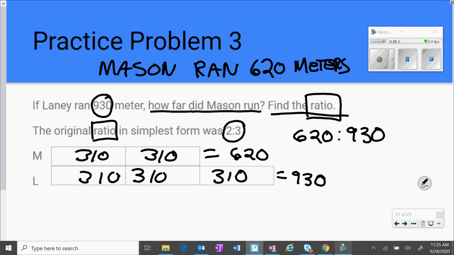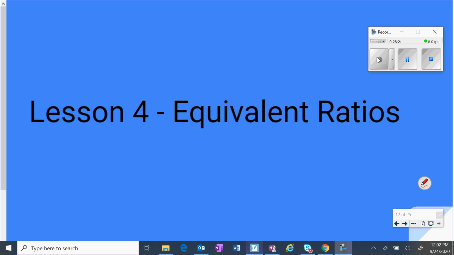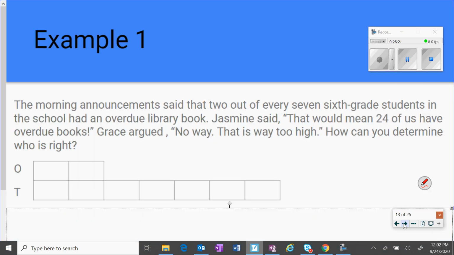Any questions? No. Okay. All right, so we're going to go straight into the problems because they're essentially the same thing as what you just learned. Now this one is a little bit tricky, so you're going to really have to think about it, okay? So the problem says, the morning announcement said that 2 out of every 7 6th grade students in the school had an overdue library book. Jasmine said, that would mean 24 of us have overdue books. Grace argued, no way, that's too high. How could you determine who's right?